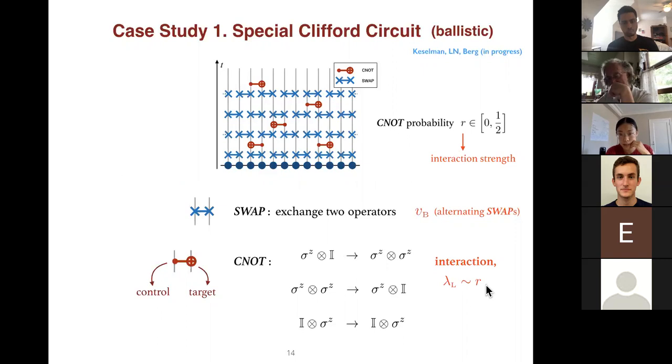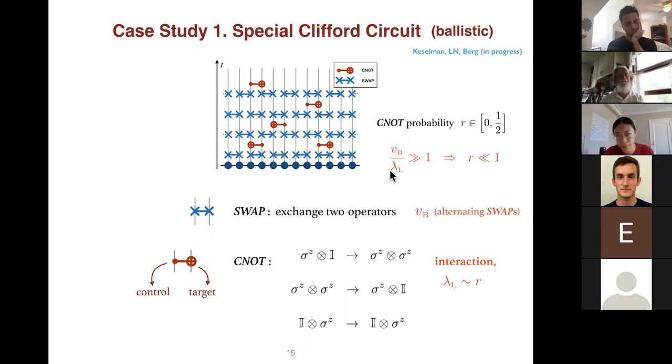And furthermore, the C-naught probability, or the interaction strength, will give us the Lyapunov exponent. This is kind of the answer to Carolyn's question. So you have some local interaction that gives rise to the Lyapunov exponent. As I said before, the condition for scrambling to occur, for us to see the exponential growth, is that v_B over lambda_L, this ratio, is much larger than one. So that means we need lambda_L to be very small, which means we need R to be very small. So this is the limit where we should see scrambling in these specifically designed unitary circuits. This limit is basically derived from the conjecture, and we want to see that we do see scrambling in this limit.